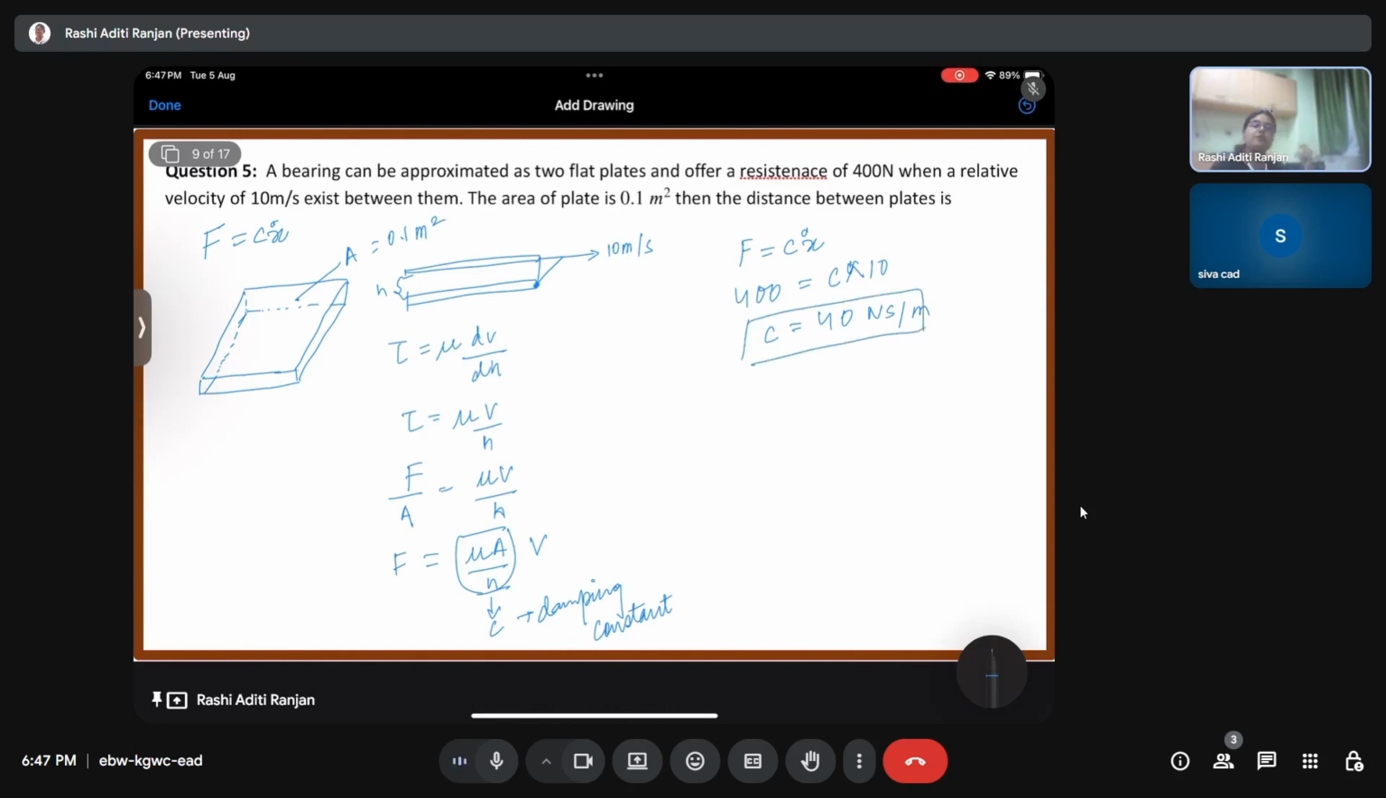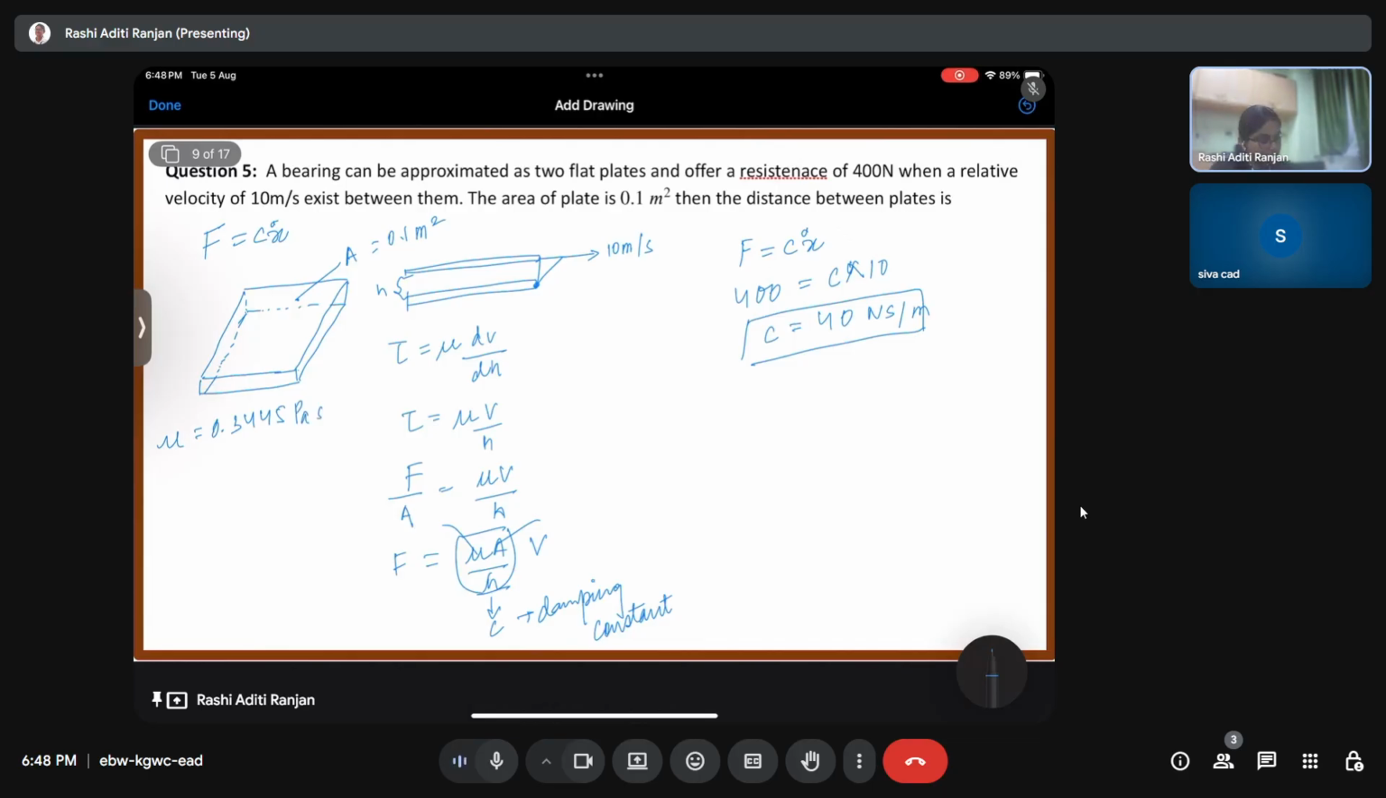See, here we have already found out the value of the damping constant. What we have to do is just find out the thickness. Now over here we know the area. We have to find out the thickness. We don't know mu. So usually in the question mu is provided. I'll provide it over here. Consider it as 0.3445 Pascal second.